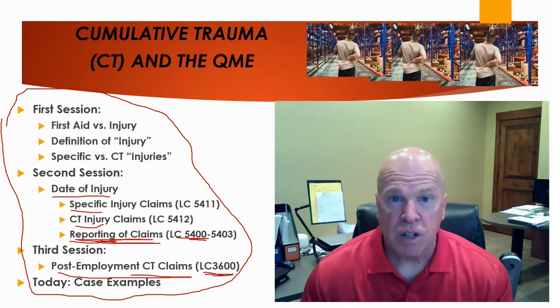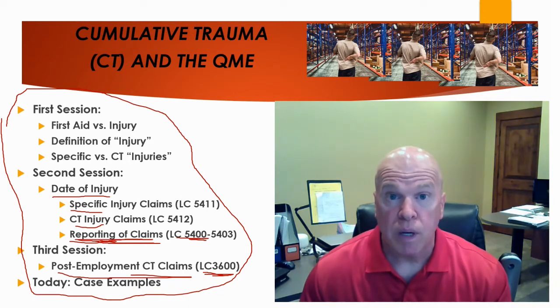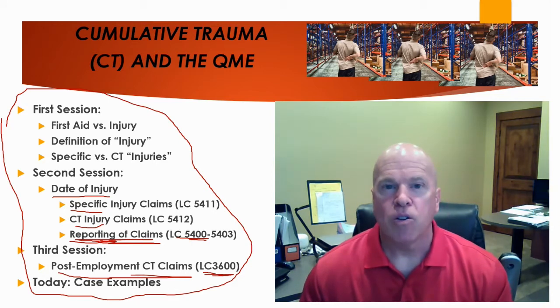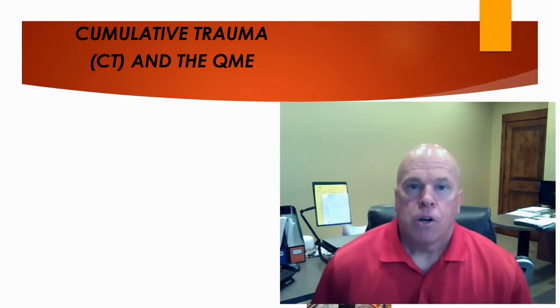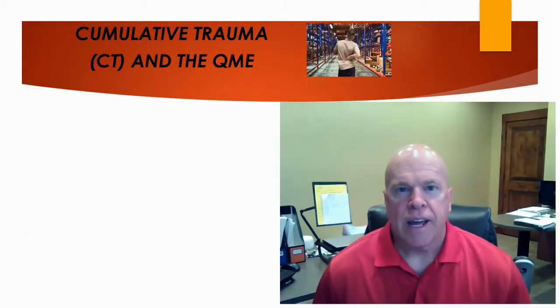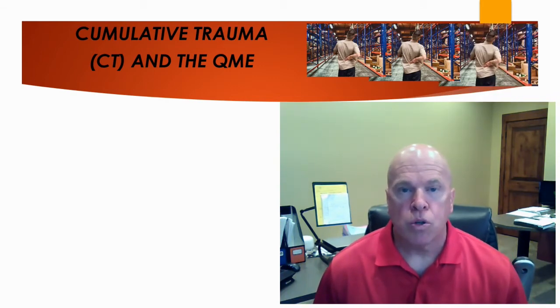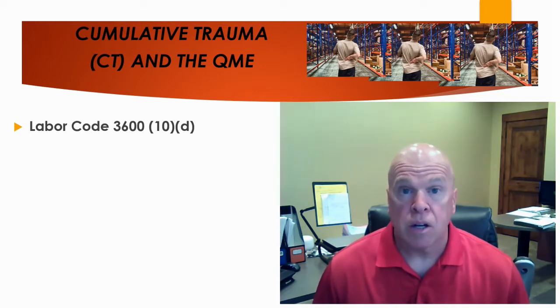So with that as our introduction, let's get into today's discussion as we continue on the subtopic heading of post-employment cumulative trauma injury claims in our new series entitled Cumulative Trauma and the QME. So as we get into today's discussion and as we review these 3 actual case examples, it's going to be important for us to remember and to focus on 2 main concepts. The first has to do with Labor Code 3610D, and we discussed this at length in our last session.